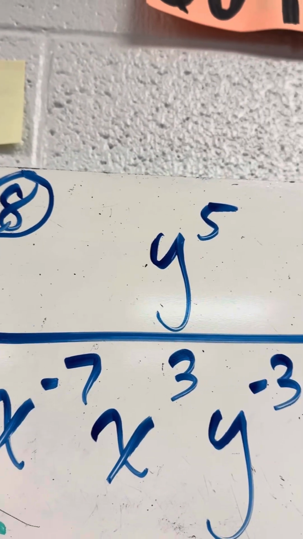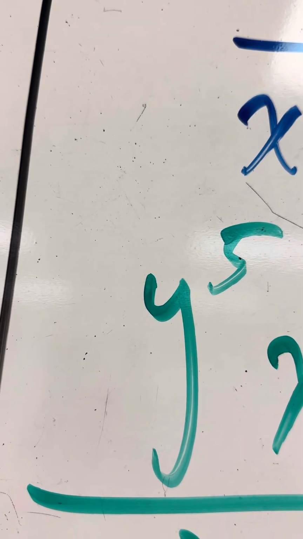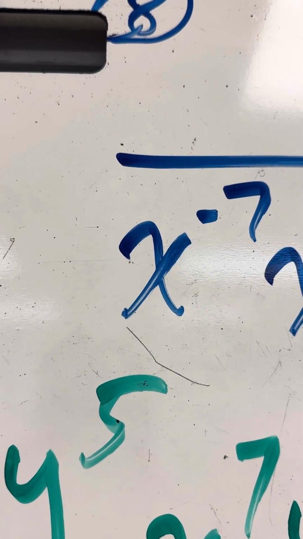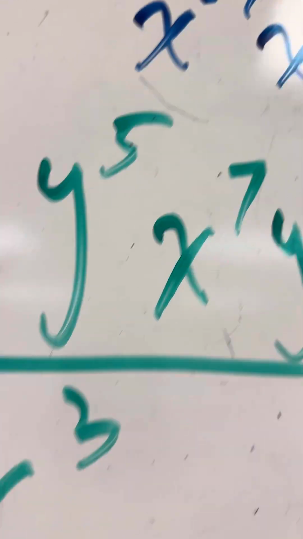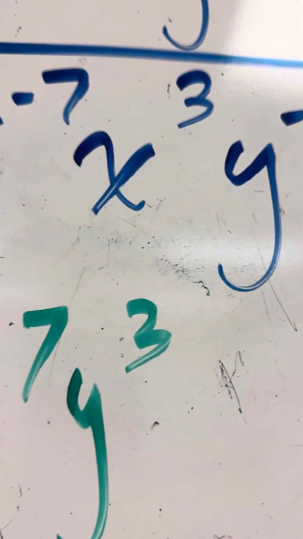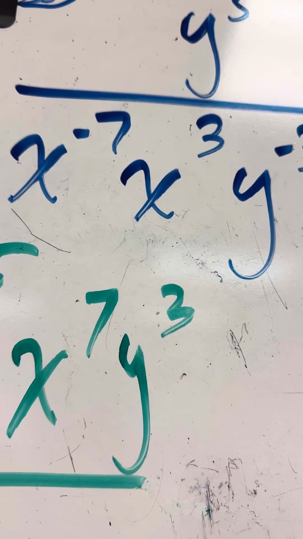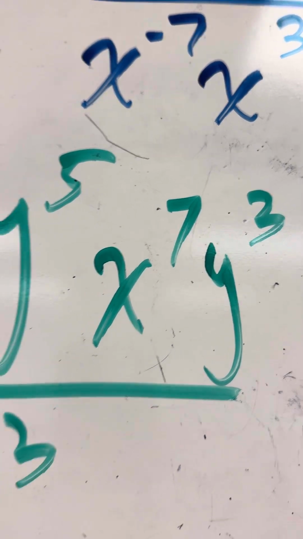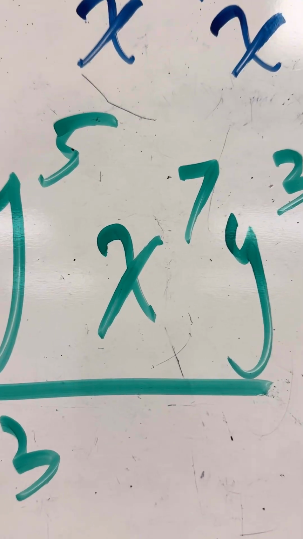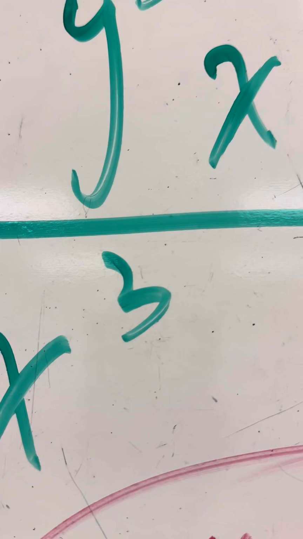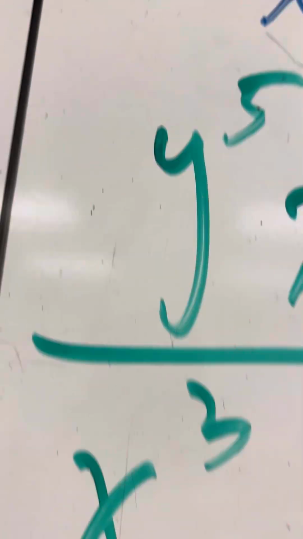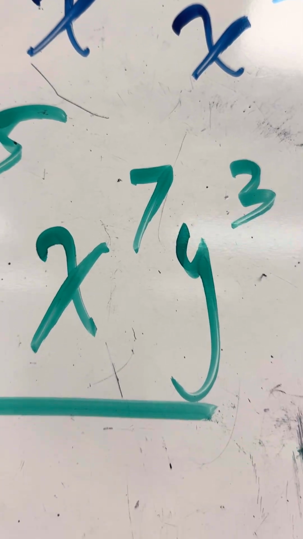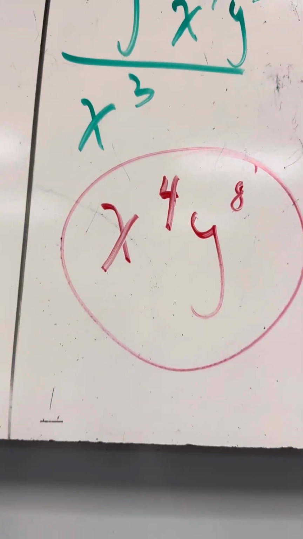Here, y to the 5th stays put. Y to the 5th. X to the negative 7th moves to the top. X to the 7th. X to the 3rd on the bottom stays put. Y to the negative 3rd moves to the top. Becomes y to the 3rd. So x to the 7th over x to the 3rd is x to the 4th. Y to the 5th times y to the 3rd is y to the 8th. And there's your answer.